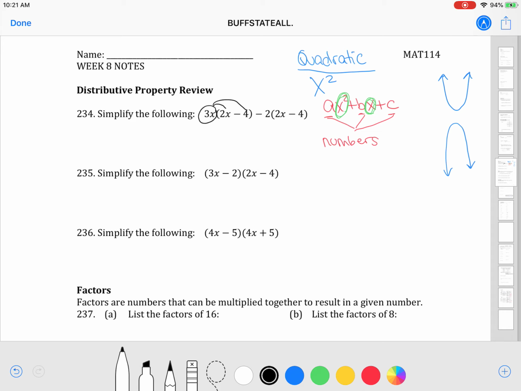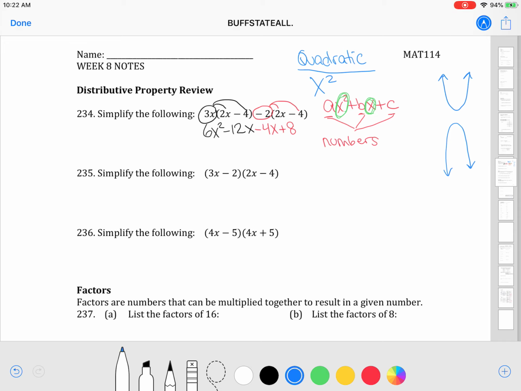3x times 2x is going to be a 6x squared, and 3x times a negative 4 is going to be a minus 12x. Okay, now I have this negative 2. It's a completely different distribution now. Negative 2 is being multiplied by the two things that go after that. So negative 2 times that positive 2x is going to be a minus 4x, and then negative 2 times a negative 4 is a positive 8.